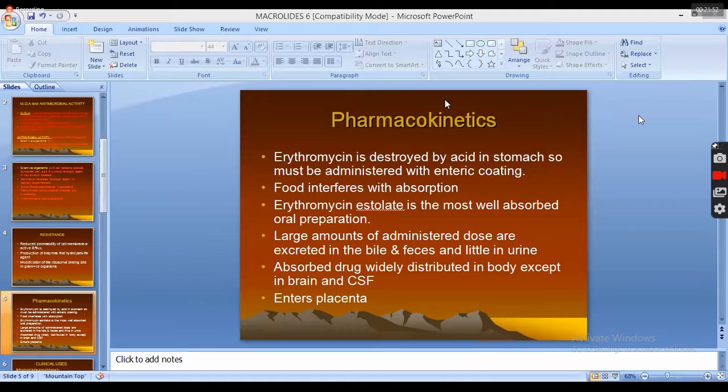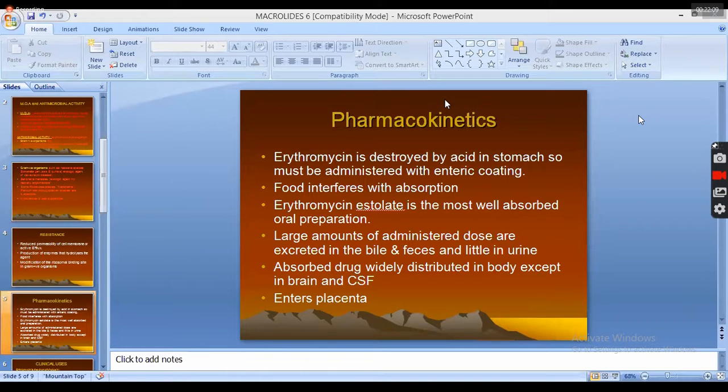That's why erythromycin estolate, as you can see, is the most well absorbed. You want a drug to be well absorbed to produce its action. But if it's producing side effects, the patient would not take it. So it means that you have to give another form, which is the stearate or the succinate form.